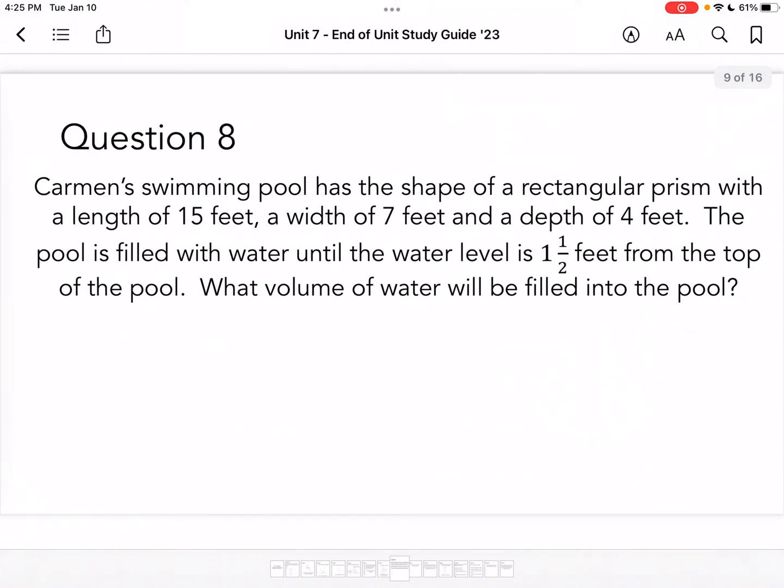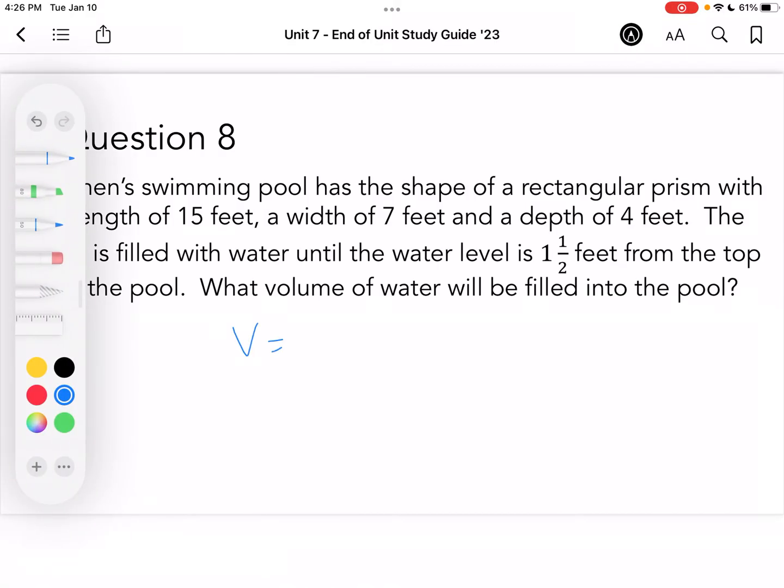All right, Carmen's swimming pool is in the shape of a rectangular prism. It has a length of 15 feet. So I've got my volume equals length times width times height. So I've got 15. The width is 7. And then the depth, which would also be the height, is 4.